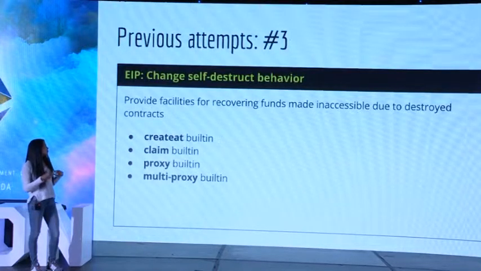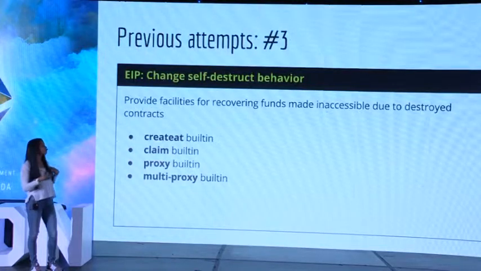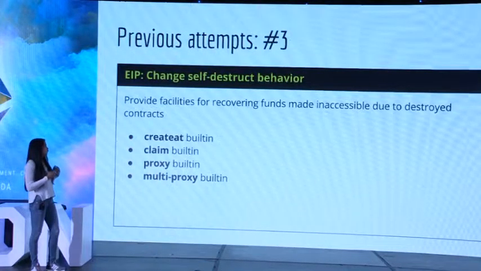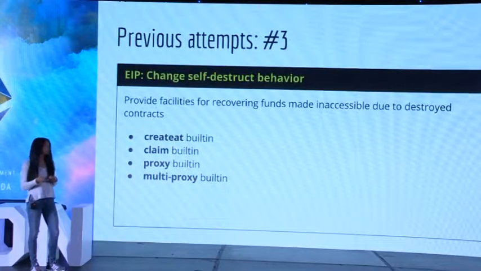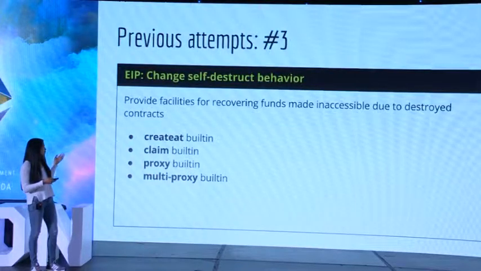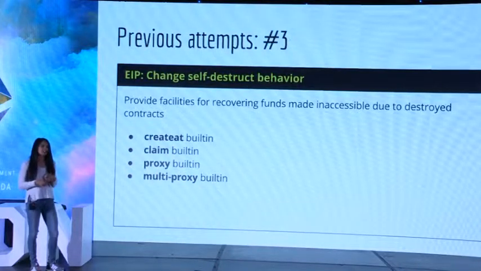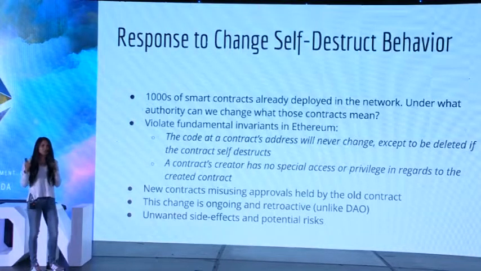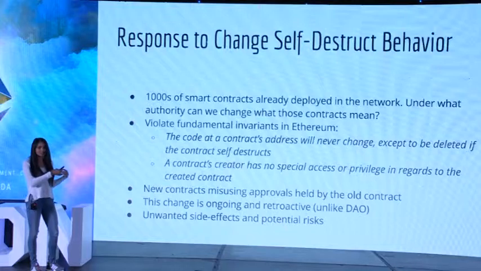And okay, now that didn't go through. So then the third attempt was to actually change the self-destruct behavior of how a contract self-destructs. And this would be adding new built-in code to change how the self-destruct works. There were four proposals for how to do it: you can add a new create-at built-in, claim built-in, proxy built-in, or multi-proxy built-in. And the basic idea is you add new code after the fact, so that even if a contract has been self-destructed, it's retroactive. The new code could protect the lost funds.